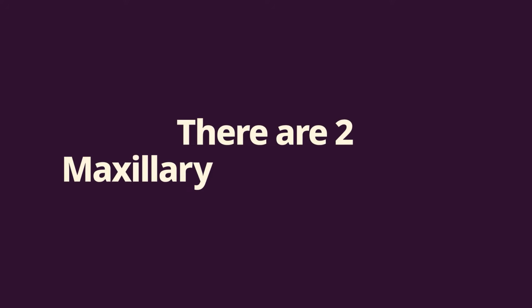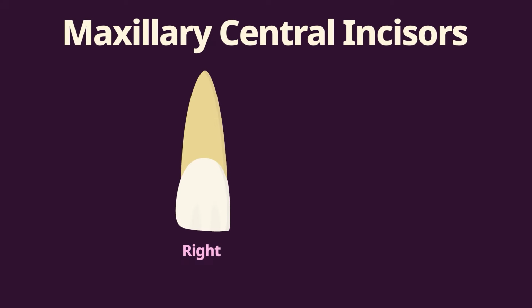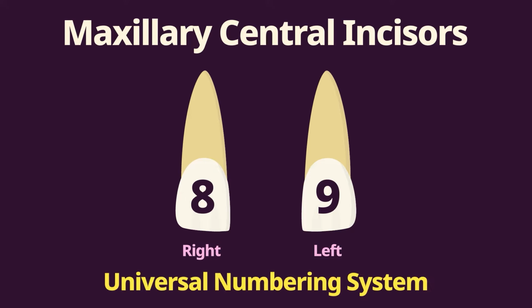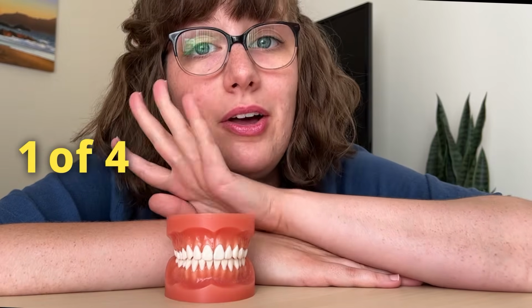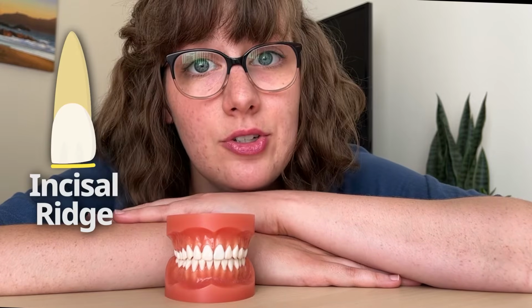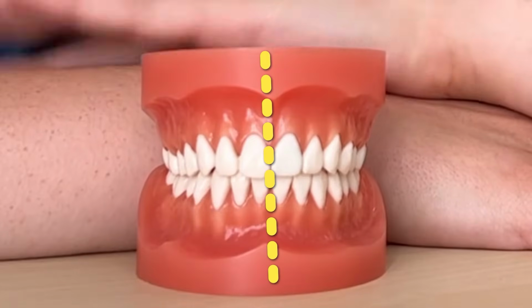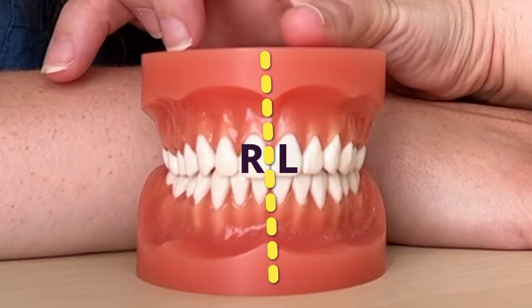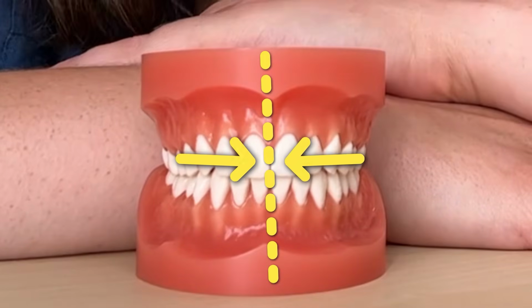There are 2 maxillary central incisors, the right and the left, and those are numbered 8 and 9 using the universal numbering system. The maxillary central incisor is one of 4 types of incisors. And like all incisors, it has an incisal edge and no cusp. The maxillary central incisor is located at either side of the midline, so that the right maxillary central incisor and the left maxillary central incisor contact each other at the mesial.